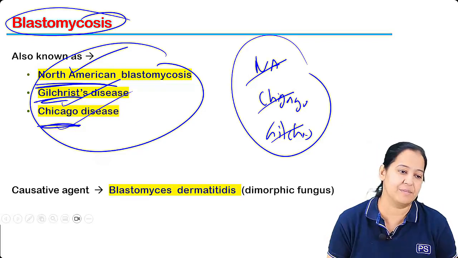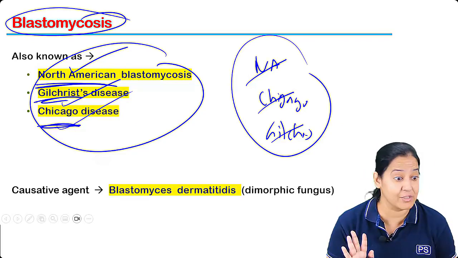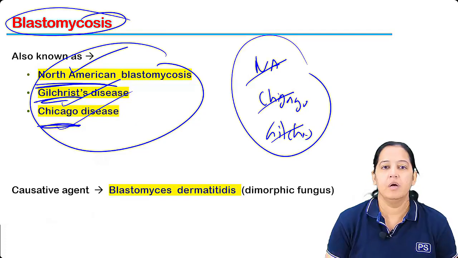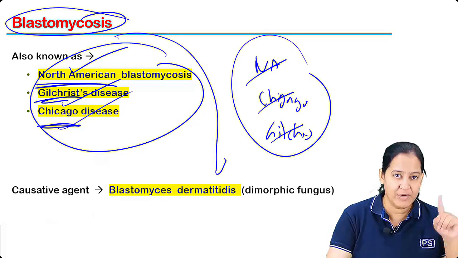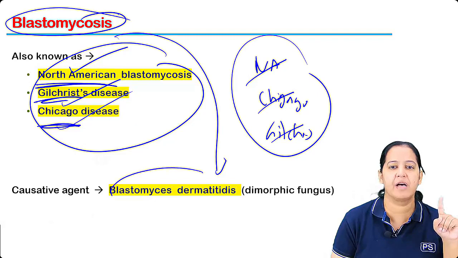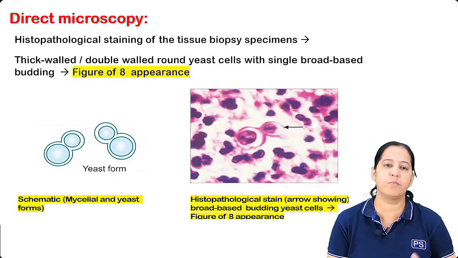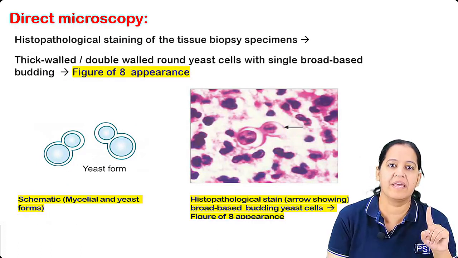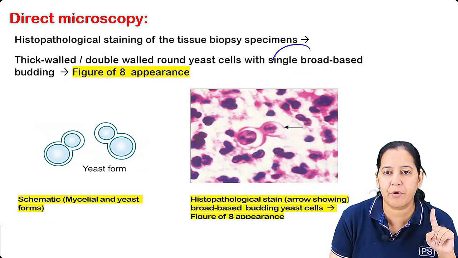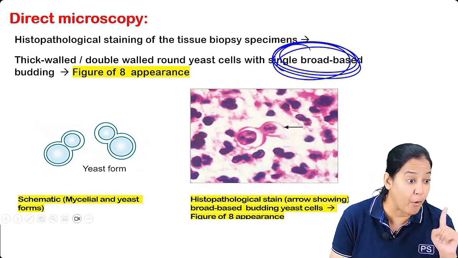Learn the other names. Please learn. You get questions on North American blastomycosis. Theek hai? Chalo. The causative agent, if you want to learn, you can learn. Ye to disease ka naam hai. Causative agent hai Blastomyces dermatitidis. Direct microscopy pe I already told you. It is also budding yeast, but broad base. Highlight the word broad, broad base.